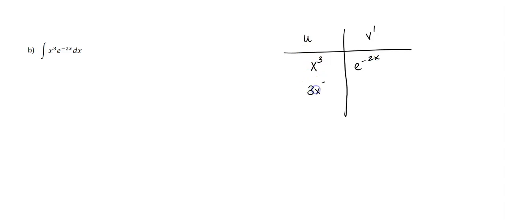Here I'm going to let u be x cubed, and I'm going to have my v prime be e to the negative 2x. So we'll build our table: x cubed, e to the negative 2x. I'll differentiate: 3x squared, that'll give me 6x, which will give me 6, and that'll give me 0. So we're going to have that many rows.